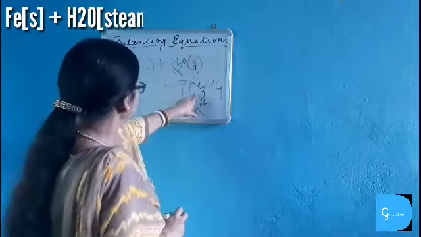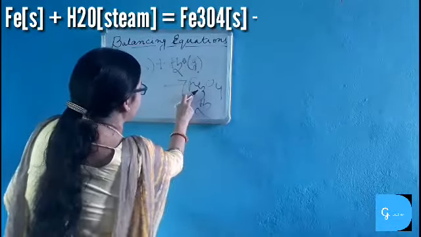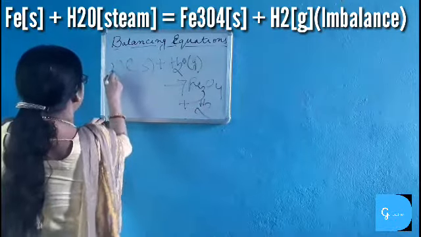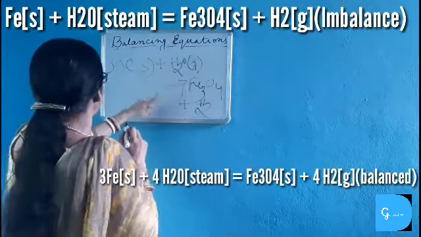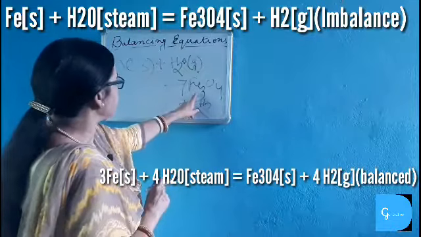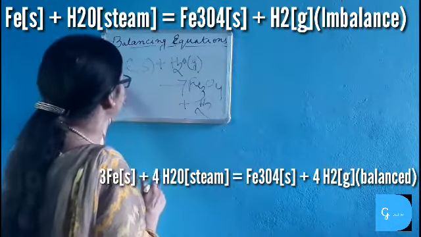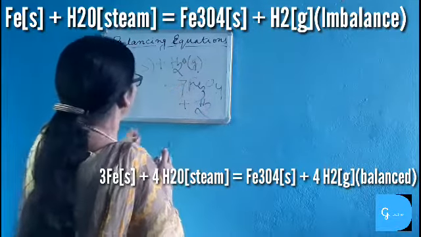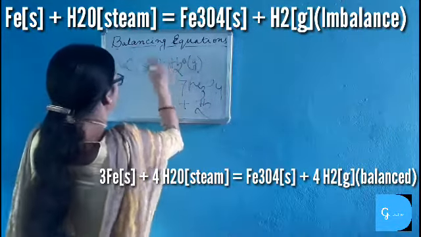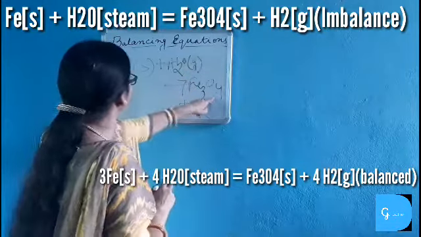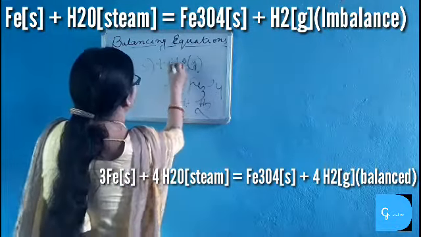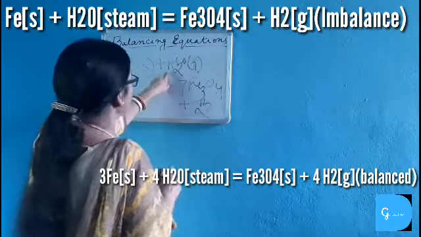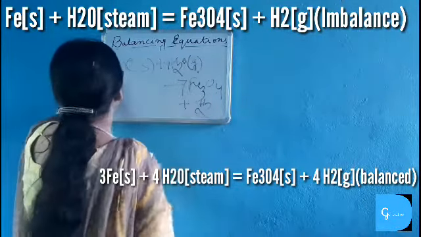Now we will balance. We will first see the right hand side. There are 3 atoms of iron, so we will put 3 here. Now both sides are balanced: on the reactant side 3 iron atoms, and here also 3 iron atoms. Now there are 4 oxygen atoms here and only 1 oxygen here, so we put 4, giving 4 hydrogen atoms. Okay, 4H2. Now see the oxygen atoms: 4 oxygen atoms, 4 oxygen atoms, 3 iron atoms, 3 iron atoms.